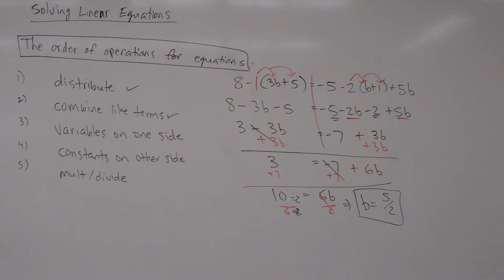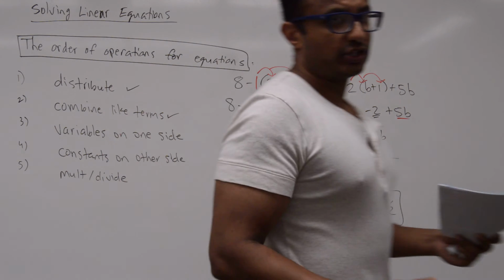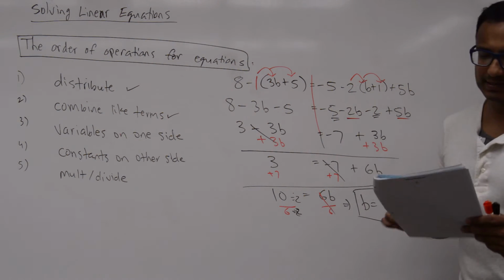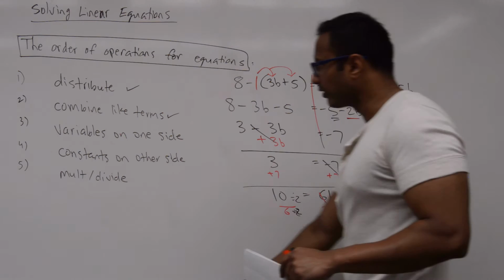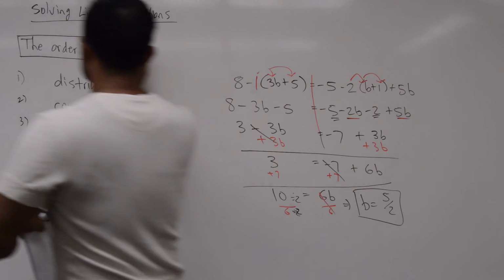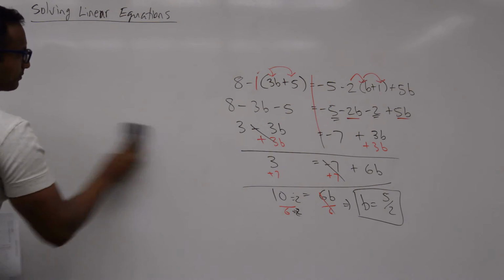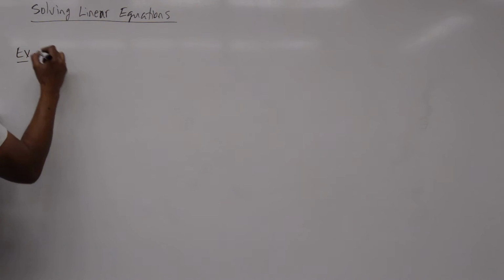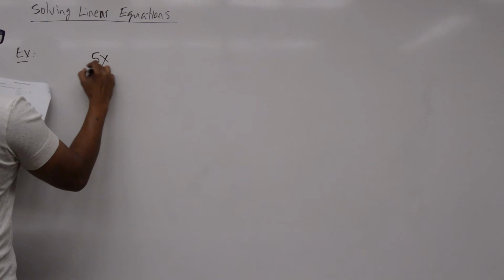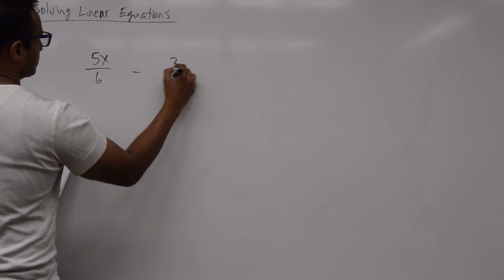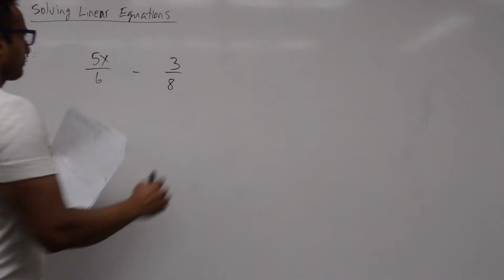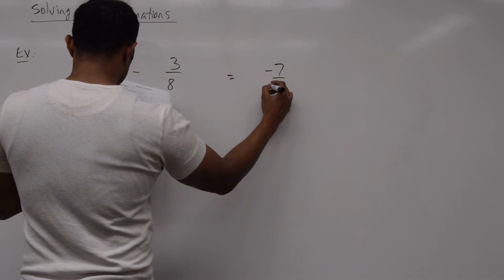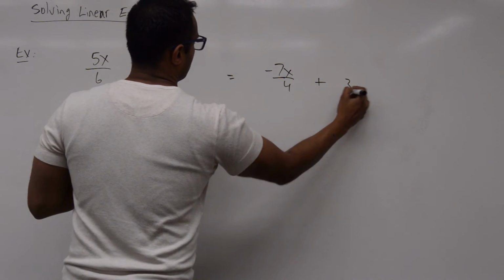Okay, now let's go to the next part. So what happens if you have a rational equation? So first of all, a rational equation is an equation that has fractions, where one or more of the terms is a fraction. So I'm going to get rid of all this. Okay, and here's your next example. Okay, so we have 5x over 6 minus 3 over 8, and that is equal to negative 7x over 4 plus 3.